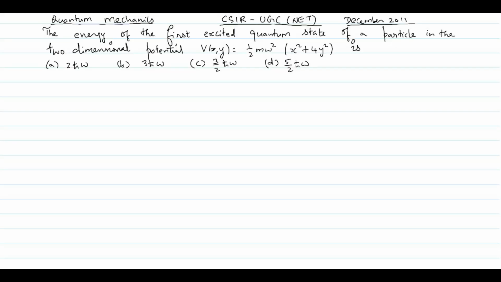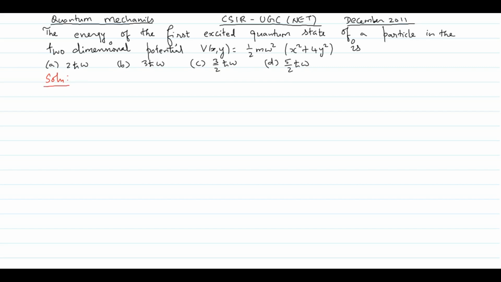Mechanics problem, CSIR UGC NET, December 2011. The question is: the energy of the first excited quantum state of a particle in a two-dimensional potential, that is V of x comma y is equal to half m omega square times x square plus 4y square, is. Four options are given. So let us solve this problem. Solution.